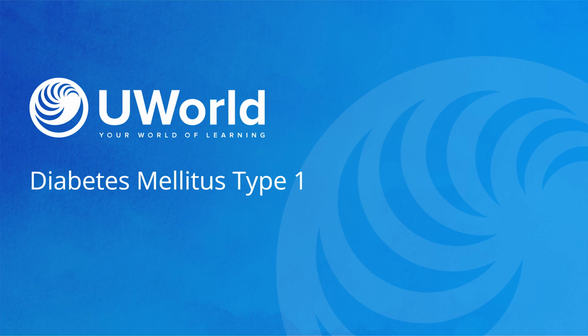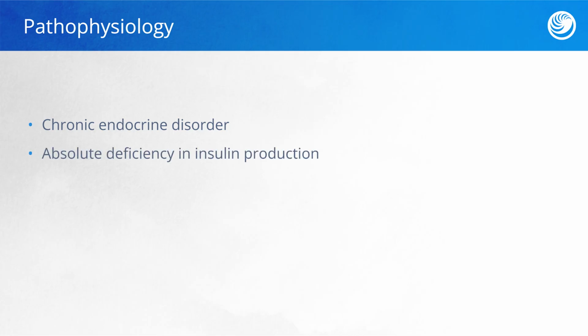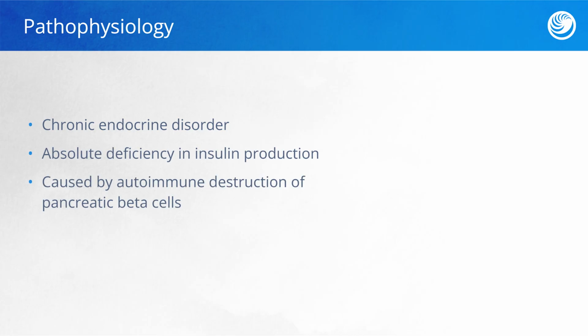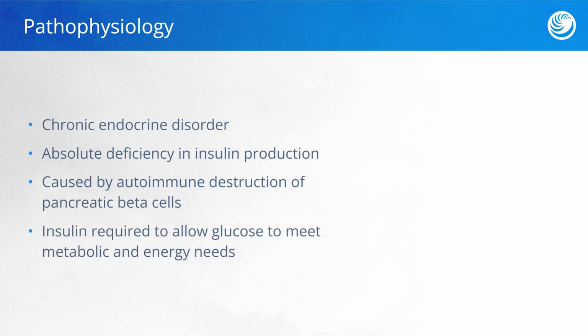Type 1 diabetes mellitus. Let's talk about the pathophysiology. Diabetes is a chronic endocrine disorder, and type 1 means an absolute deficiency in insulin production. Now, this is caused by our body attacking the beta cells in our pancreas. So, insulin is required to allow glucose to meet our needs.